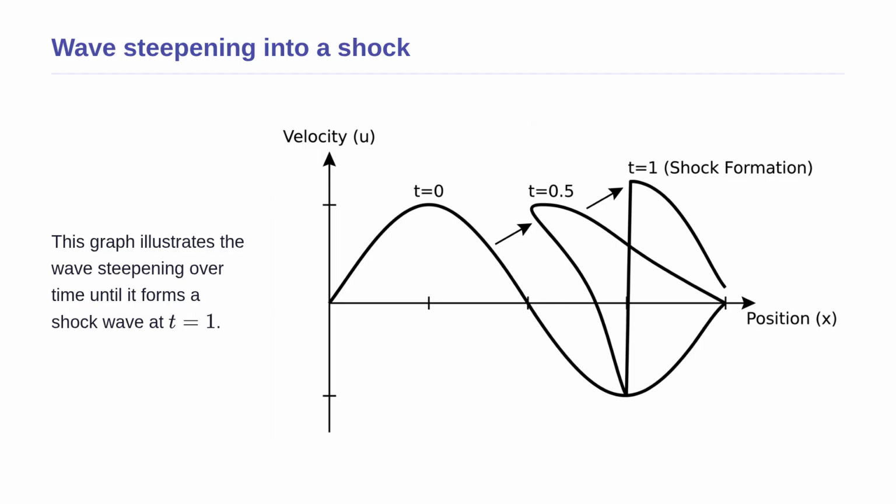On the horizontal axis, we have the physical position, and on the vertical axis, we have the fluid velocity. The first curve shows the wave at time 0, starting off smooth and gentle. By time 0.5, the taller parts of the wave have traveled faster than the shorter parts, causing the peak to lean forward. Finally, at time equals 1, the peak catches up to the bottom, creating a vertical drop. This perfectly matches the mathematics we just solved for the shock formation.